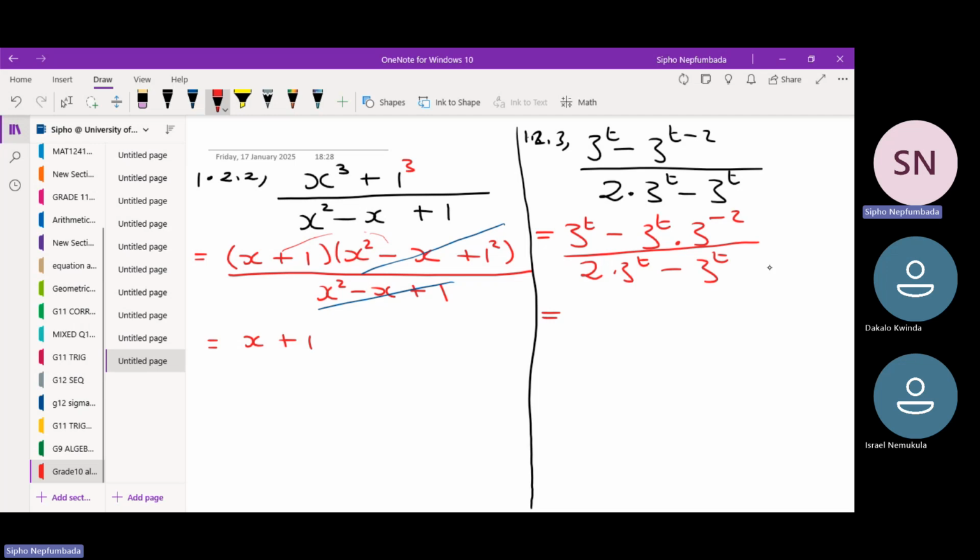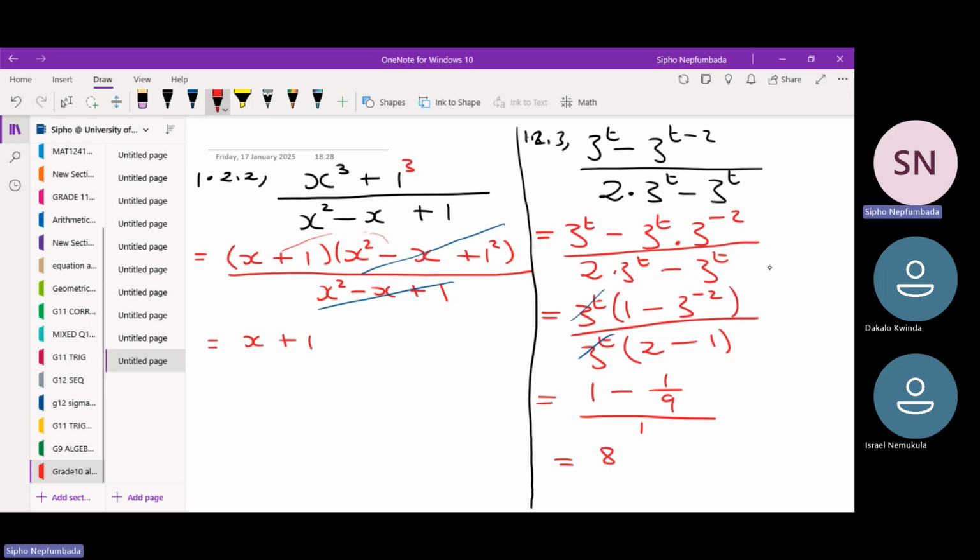So this is equal to, we remove the common factor. This is 3 to the power of t into 1 minus 3 to the power of minus 2, divided by, we take out the common factor, this is 3 to the power of t into 2 minus 1. Then if we check very nicely here, we will see that 3 to the power of t is going to cancel with 3 to the power of t. Then on top we've got 1 minus 1 over 9, divided by 1. Then this is nothing but 8 over 9.